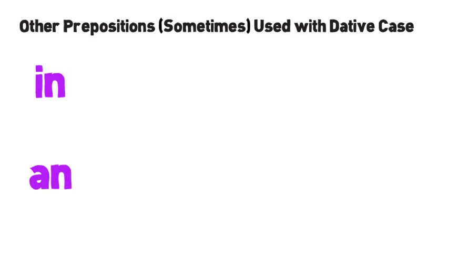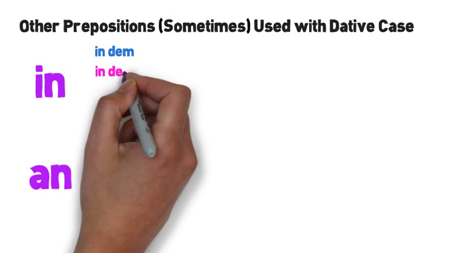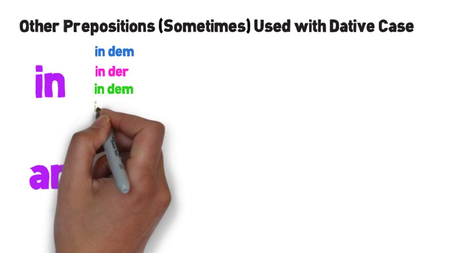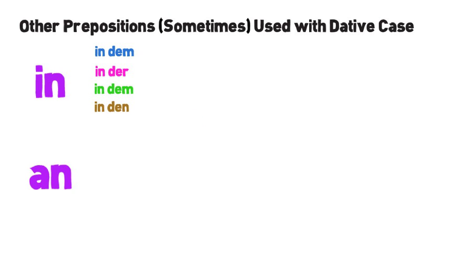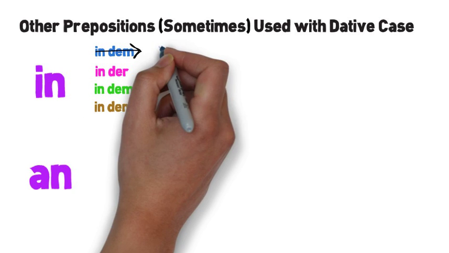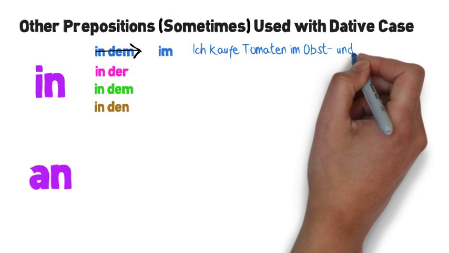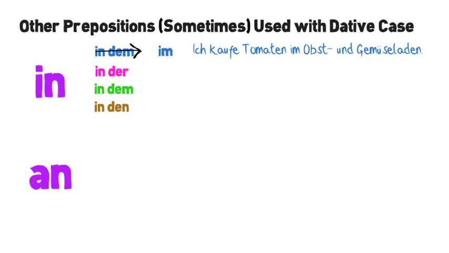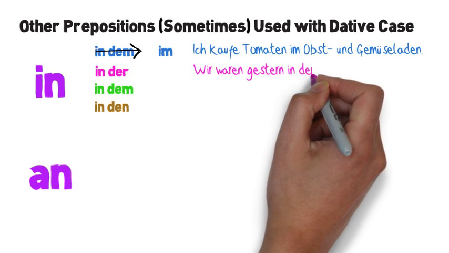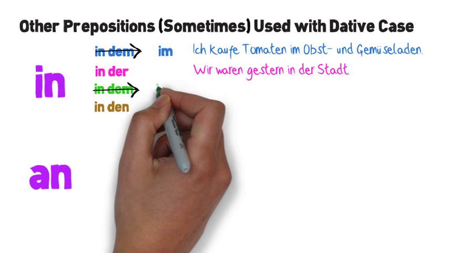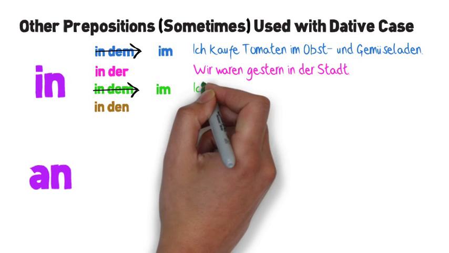If you were saying you want to go to somewhere using in or an, you'd have to use the accusative case. But here we'll be saying where something is using in or an, so we have to use the dative case instead. Here's how this might look. In dem would become im, in der stays the same, in dem will again contract to im, and in den stays the same. So with masculine nouns you could say something like Ich kaufe Tomaten im Obst- und Gemüseladen. I buy tomatoes in the fruit and vegetable store.